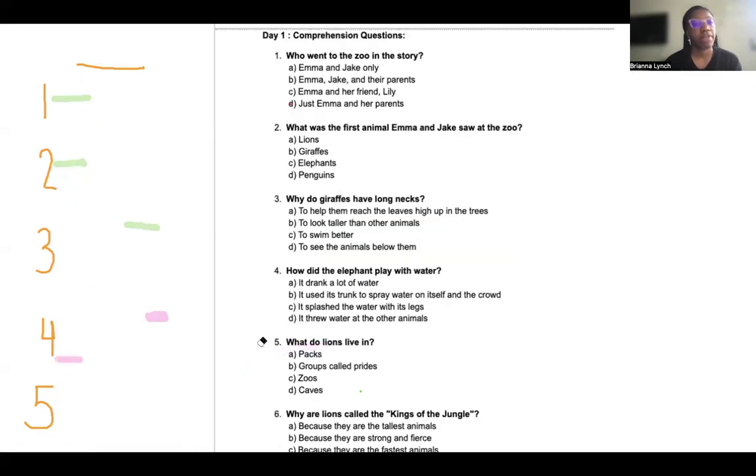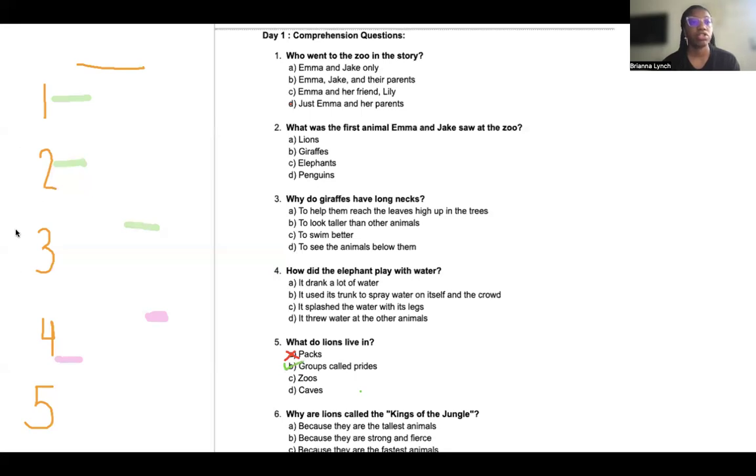We're going to go to number 5, and it says, what do lions live in? Okie dokie. So when we see this, we're going to slash that trash. So take out our red colored pencils and our green one. Do they live in packs? No, they didn't say that. Groups called prides? Ooh, that sounds like what we just read. So I'm going to get my green color pencil and I'm going to put a check mark right here.